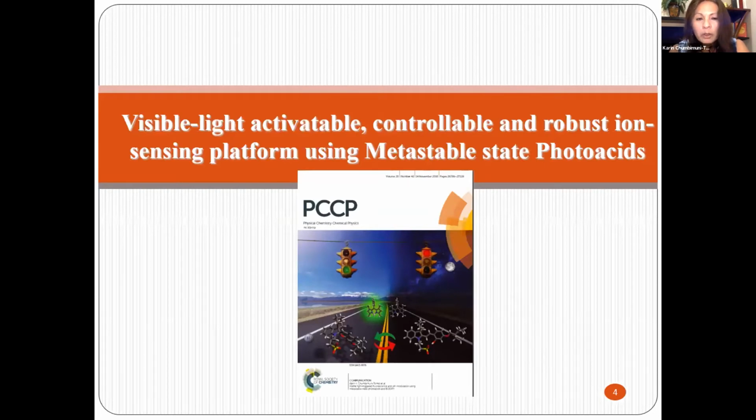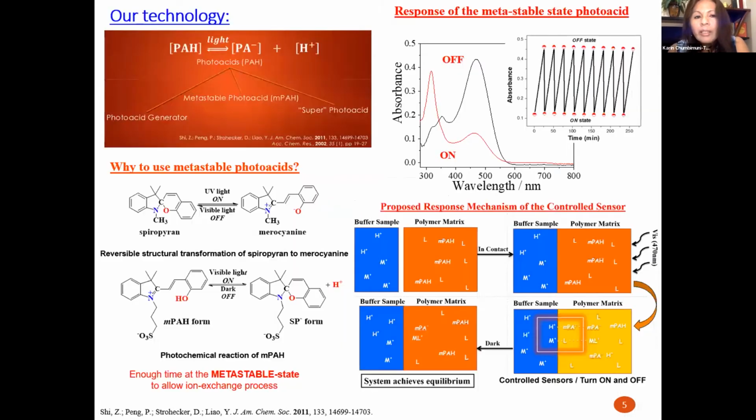Today, I'm going to talk to you about a few research projects that we do, the first one being the visible light activatable, controllable, and robust ion sensing platform using metastable state photoacids. What are photoacids? Photoacids are compounds that liberate a proton upon light irradiation.